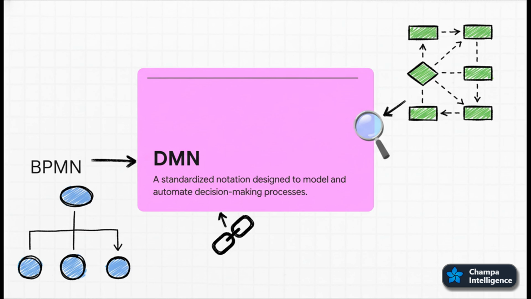And that's exactly where DMN comes in. DMN, which stands for Decision Model and Notation, is a standard for modeling your business decisions completely separately from the process flow. It's really the perfect partner for BPMN.